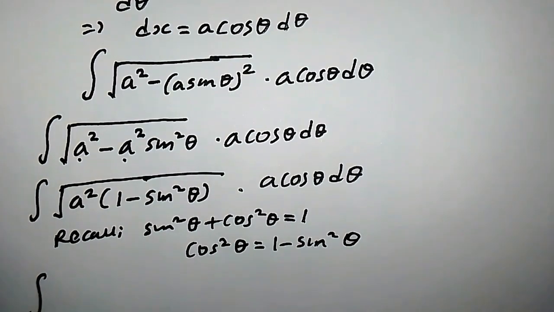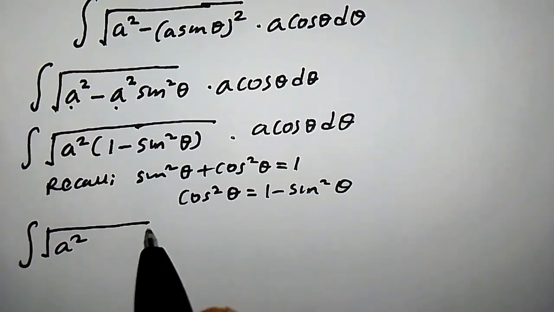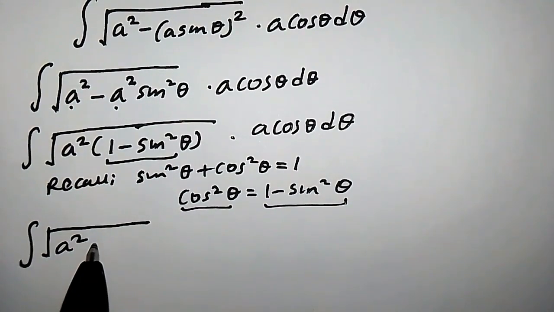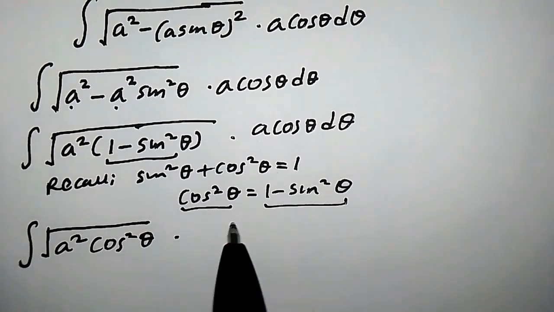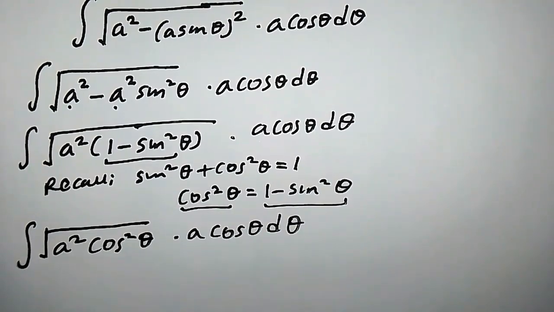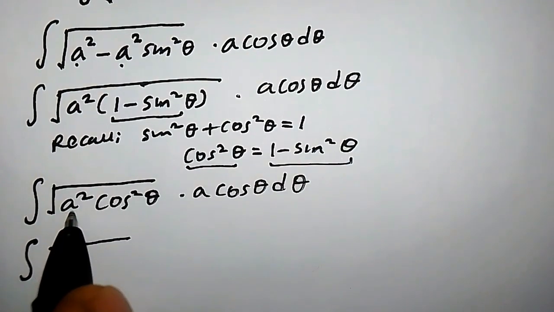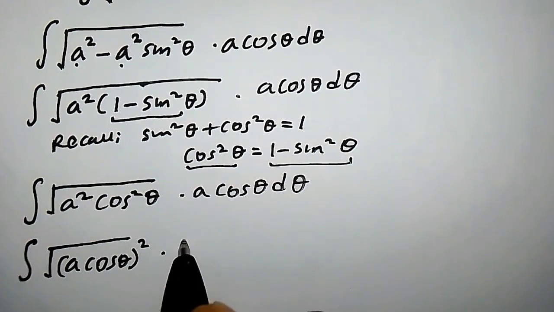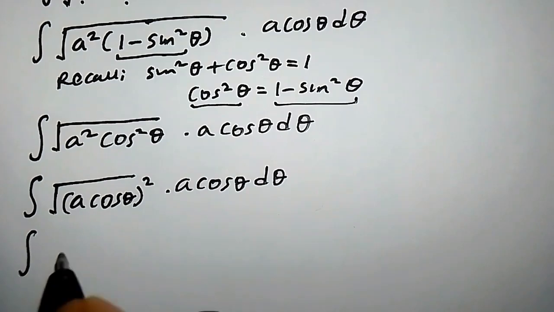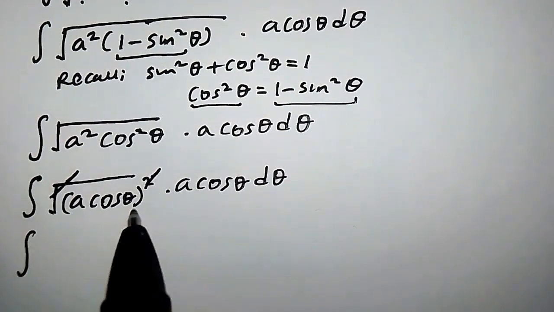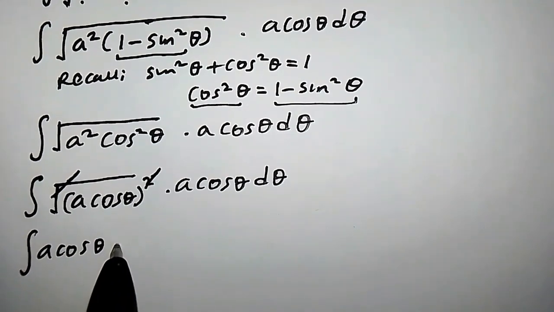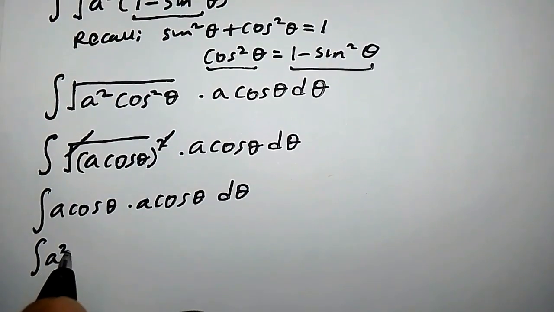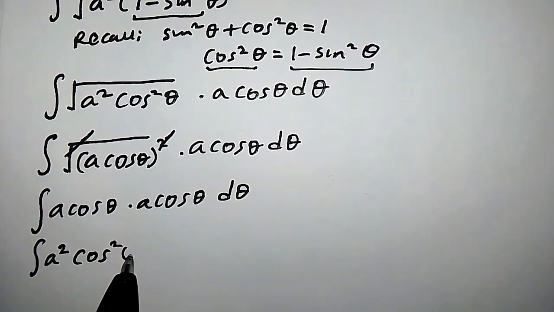So from here we have the integral of square root of a squared. Now, what is 1 minus sine squared theta? 1 minus sine squared theta is cos squared theta. So we have cos squared theta here times a cos theta d theta. The square root of a squared cos squared theta could be written as a cos theta all squared, times a cos theta d theta. Clearly the square root cancels out this power. We are left with a cos theta times a cos theta d theta, so the integral of a squared cos squared theta d theta.